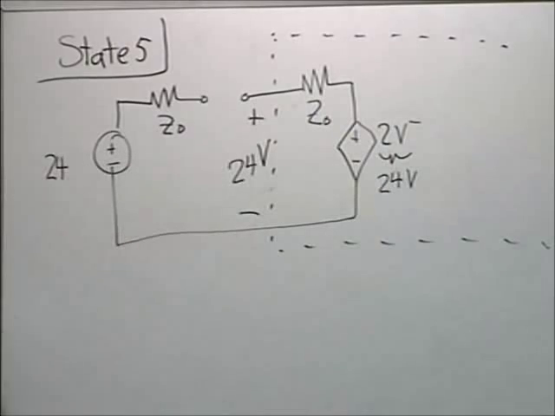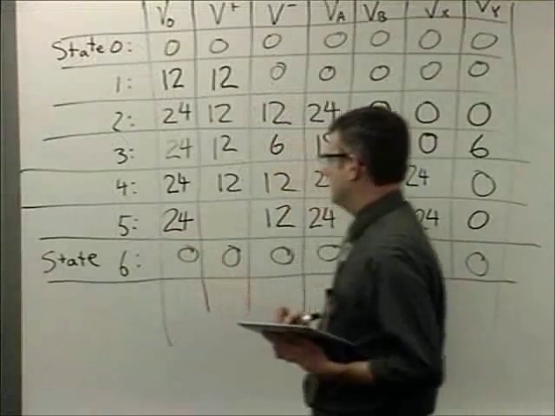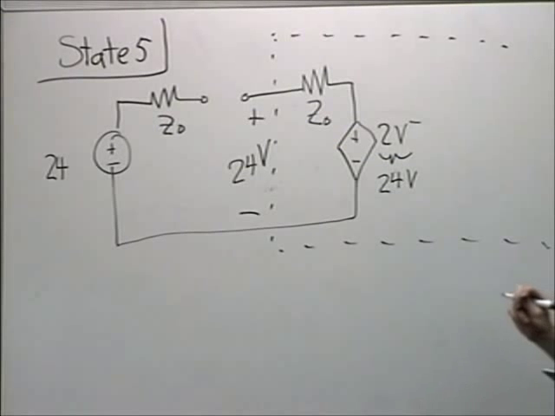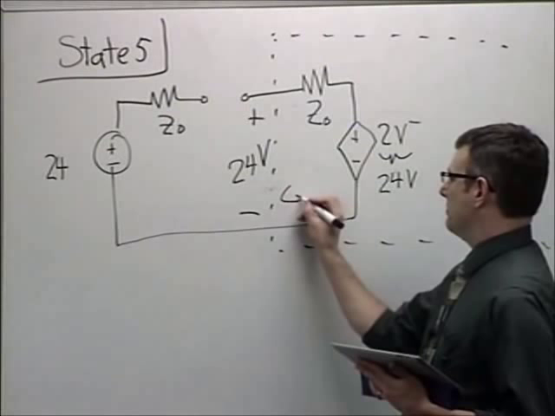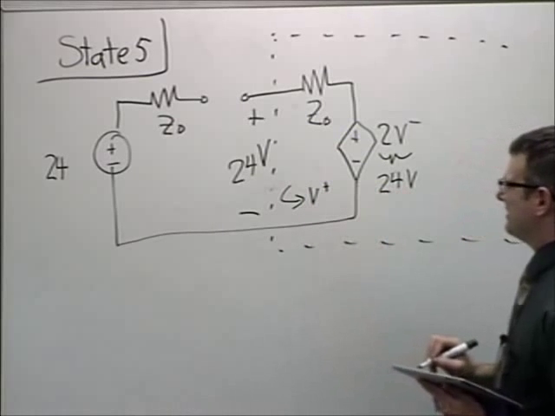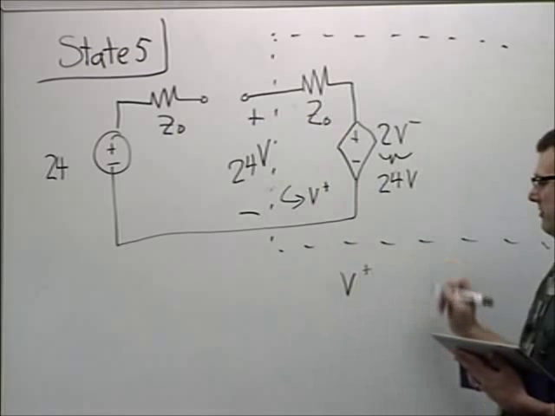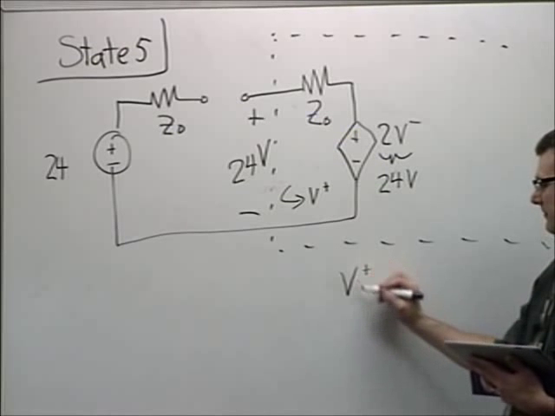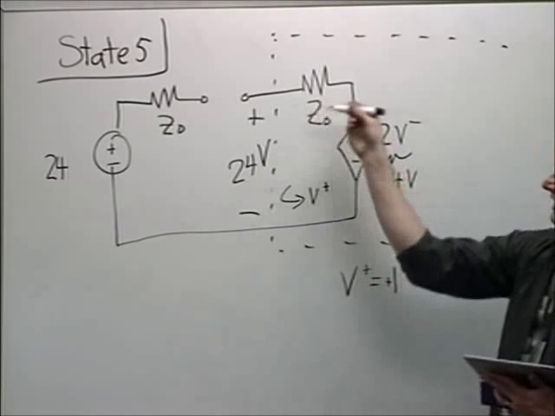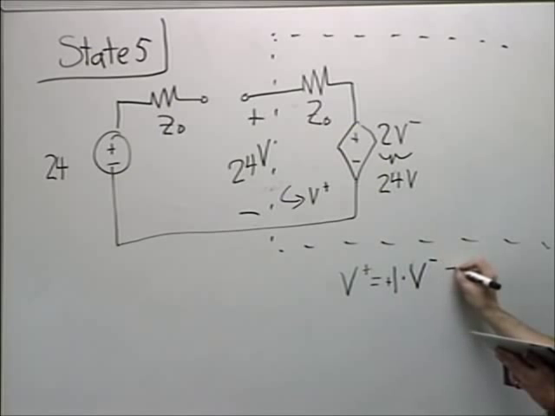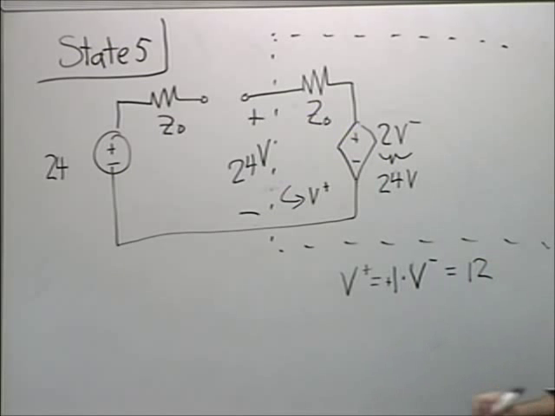So let's put that in that state. And the only thing I need to calculate now is my new V plus. And in fact, it doesn't really change that much, because when I disconnect that state, my V plus will now be plus one reflection coefficient times whatever V minus was striking the line, it will be 12 volts. So interestingly, immediately after I flip the switch, I don't get an immediate change.